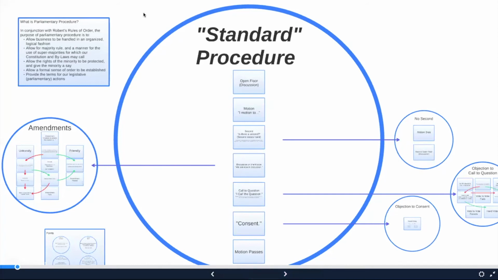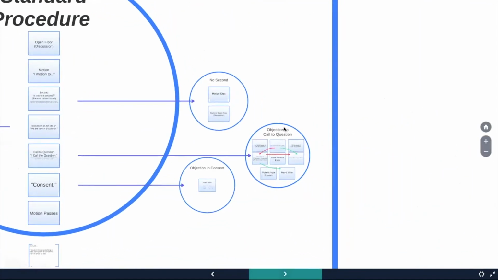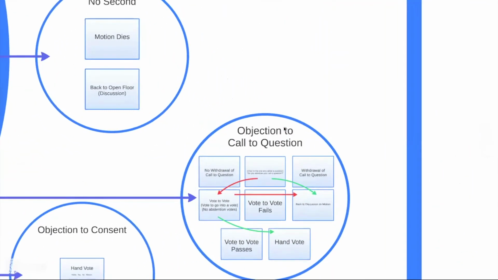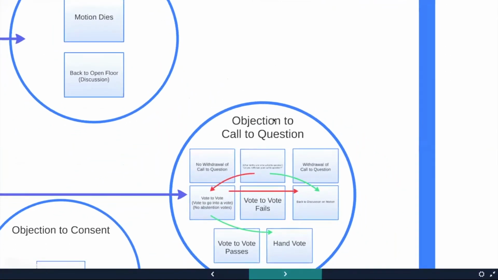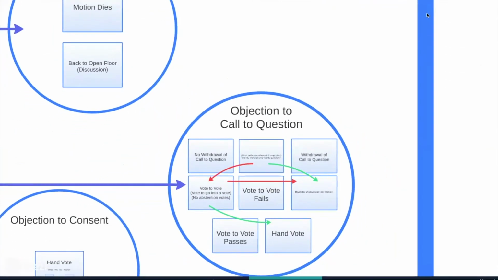Call to question. Question has been called. Is there an objection to call the question? Objection. Are you objecting to call the question or objecting to consent? Objection to call to question. Okay. I didn't see who called the question. Can you raise your hand or unmute yourself so I can hear you? Yeah, I did. Okay. Do you withdraw your call to question? No. Okay, we're now going to go into a vote to vote.